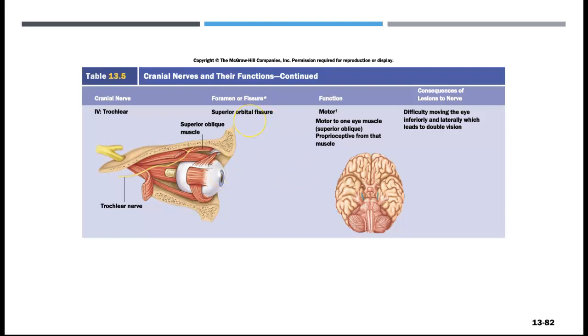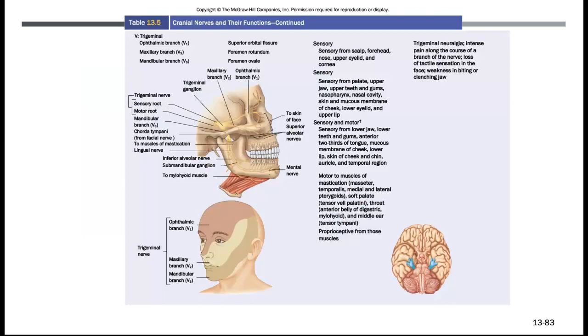And if we were to have a lesion here, we'd have a difficulty moving the eye inferiorly and laterally, which is the action of superior oblique, and this can lead to double vision.